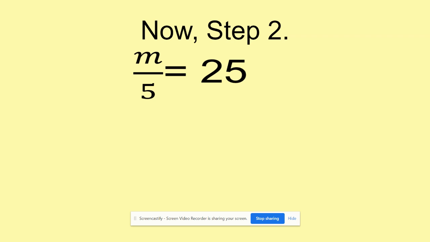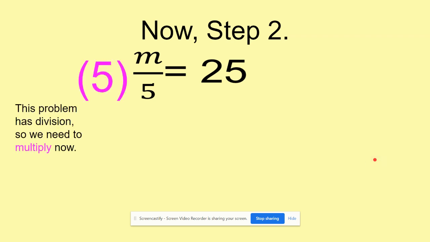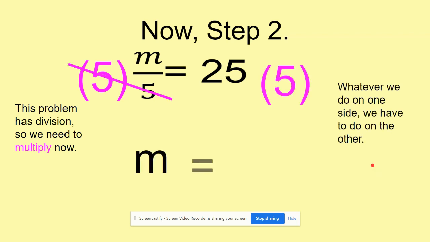So what am I going to do to undo that? Well, I'm not going to divide because that's a division problem, and division doesn't undo division. So I'm going to multiply, the opposite of division. Both sides, those cancel out. 25 times 5 is 125. We did it again. We solved a 2-step.